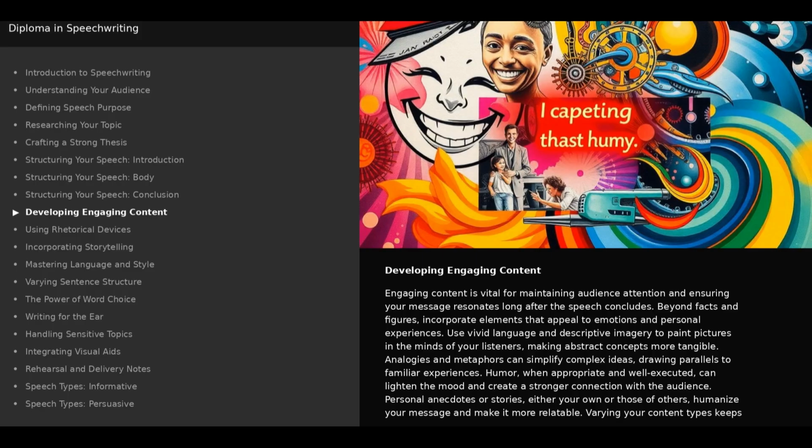Humor, when appropriate and well executed, can lighten the mood and create a stronger connection with the audience. Personal anecdotes or stories, either your own or those of others, humanize your message and make it more relatable. Varying your content types keeps the audience stimulated and prevents monotony. Remember, an engaged audience is an attentive audience, more likely to absorb and remember your key points.